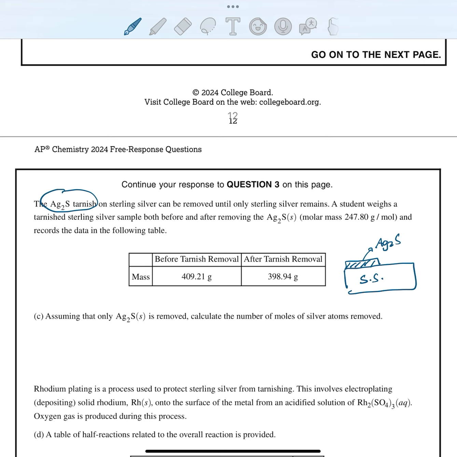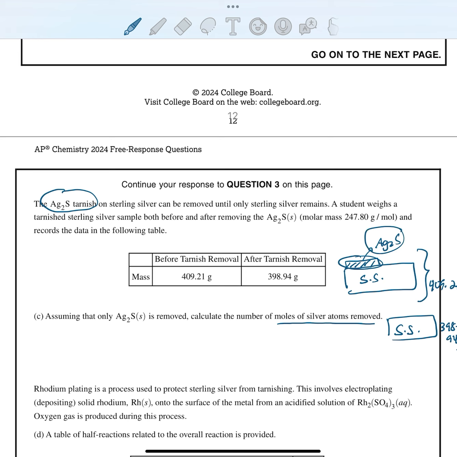And so the question is, you're going to remove this silver sulfide tarnish, and after removing it, we need to calculate how many moles of silver atoms did we actually remove, which is this part. All right, well, look at our data table. Before removing the tarnish, the mass of this whole thing is 409.21 grams. And then when you take this tarnish off, so if I'm just left with sterling silver, its mass was 398.94 grams. So if I take the difference between these numbers, that will tell me how much tarnish I actually removed. But that'll be in mass.